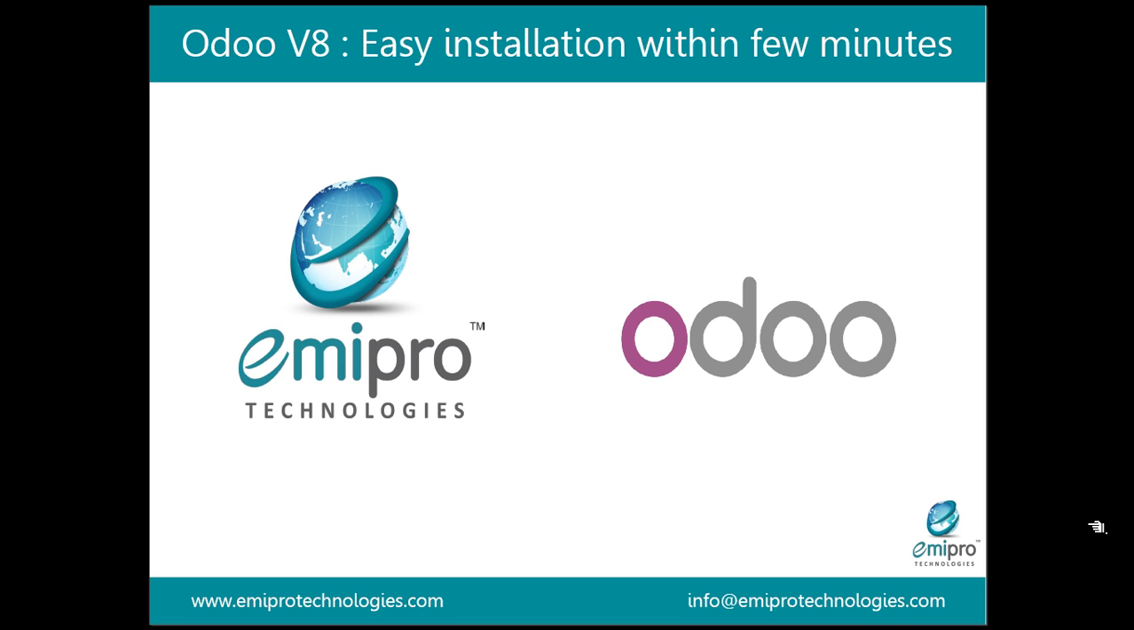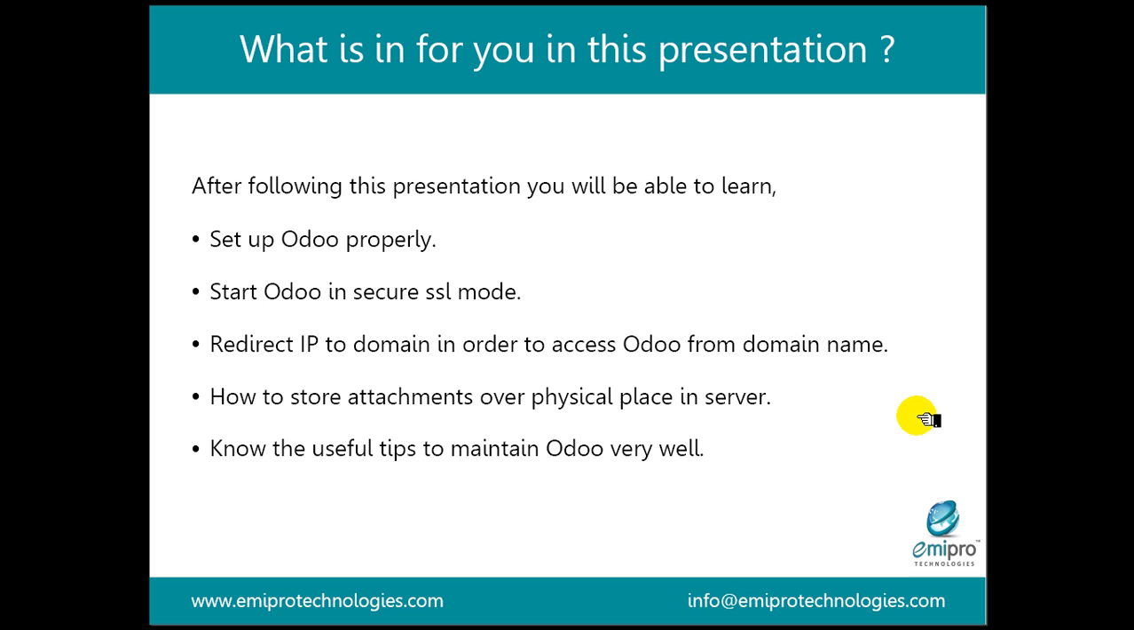I will install Odoo exactly after purchasing a new Ubuntu server on the cloud so that you can see everything from startup. So what is inside this presentation for you? Inside this presentation you will see the basic Odoo setup and the advanced SSL mode. I mean how to start Odoo in SSL and then redirect your IP to a domain in order to access Odoo from the domain name.